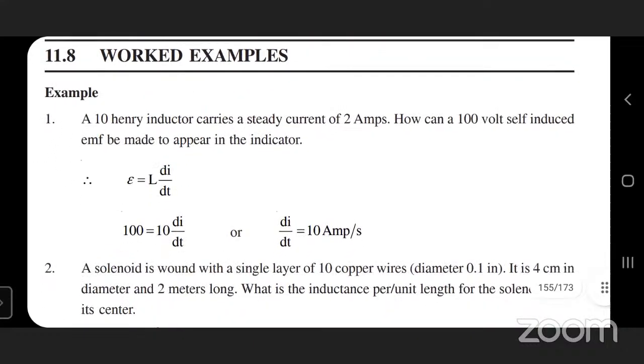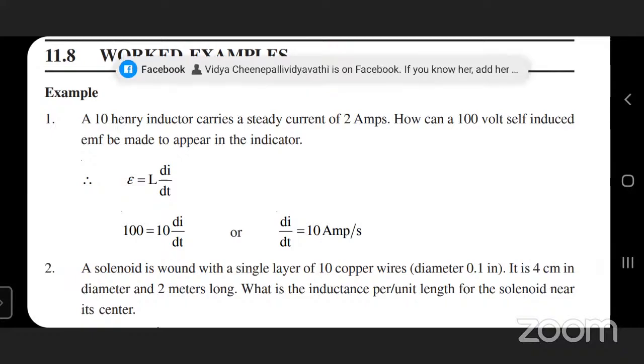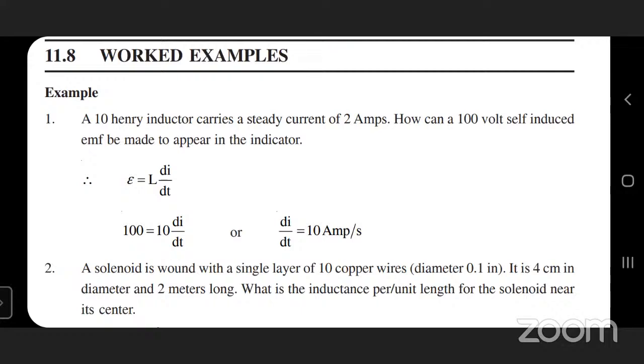And also a worked example. Let me show you here. A 10 Henry inductor carries a steady current of 2 amps. Henry means the inductance value L is given here, and I is also given to you. How can a 100 volt self-inductance EMF be made to appear in the inductor? You know that e equals L di by dt, and the e value is 100, the L value is 10, so doing this calculation, di by dt is 10 amps per second.